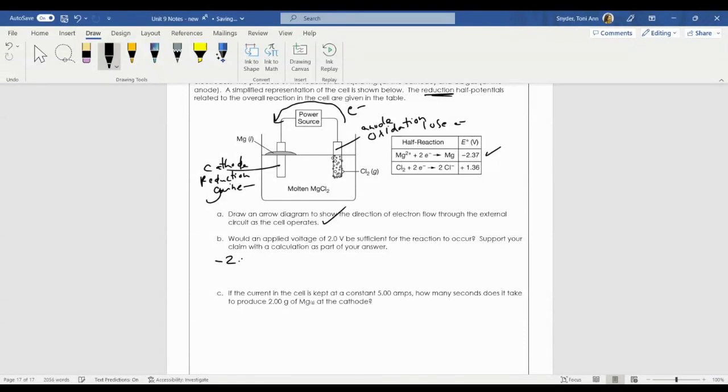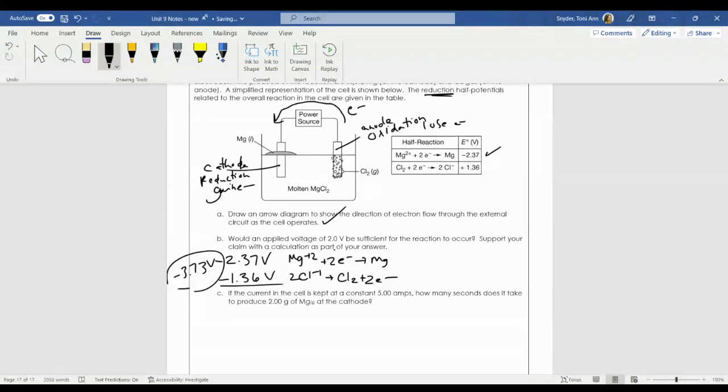So negative 2.37 volts is for the magnesium plus 2 electrons yields magnesium. I'm going to flip this one, and that flips the voltage. So I have 2 chlorides becoming diatomic chlorine and 2 electrons. If I add these together, I get a voltage of negative 3.73. This must mean that in order for this reaction to occur, I have to apply at least 3.73 volts of electricity. I have to apply that much.